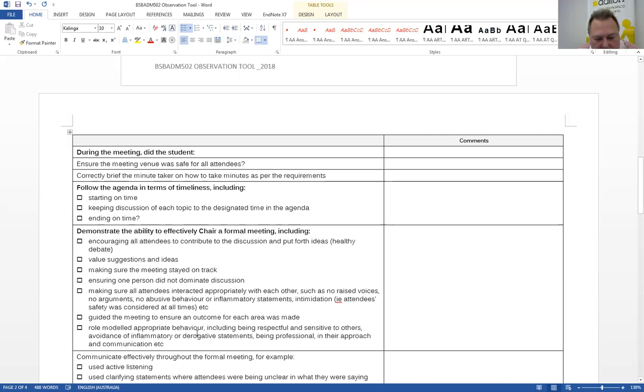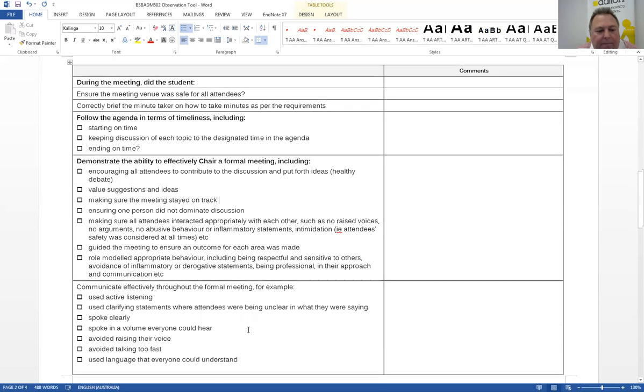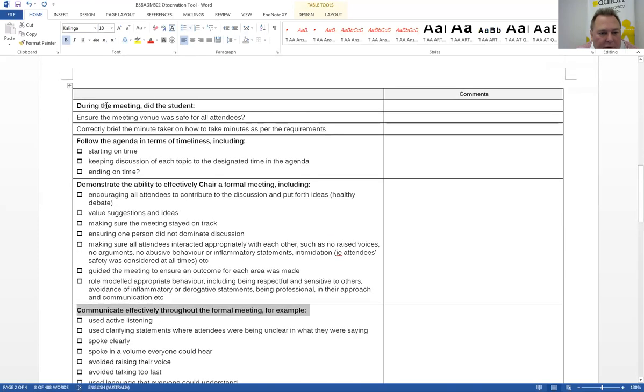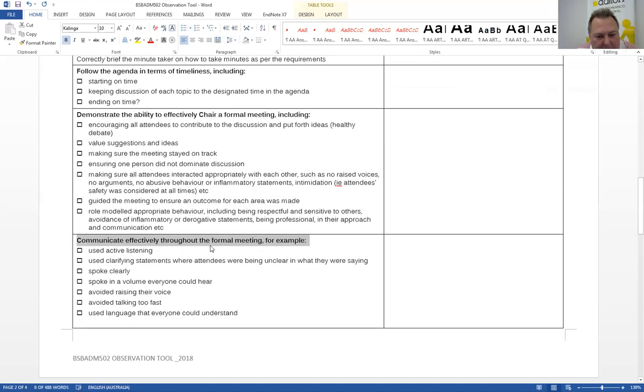Role modeled appropriate behavior, including being respectful and sensitive to others, avoiding inflammatory or derogatory statements, being professional in their approach and communication, etc. Again, I'll put that in bold. During the meeting, did the student communicate effectively throughout the meeting?